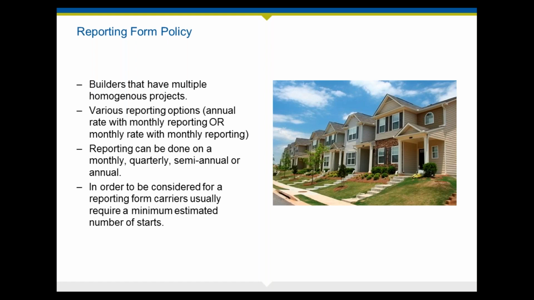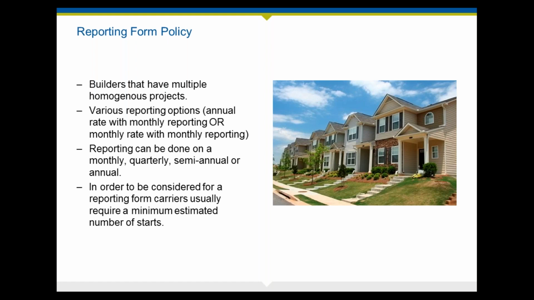There are various options within a reporting form. We're just going to cover a few of them today because you could spend all day talking about all the different things that are available in the marketplace. But annual rate with monthly reporting, monthly rate with monthly reporting, those are two options. I'll explain those as we get into it today. As far as the reporting frequency, I've seen it everywhere from monthly, quarterly, semi-annually, up to obviously annual reporting.